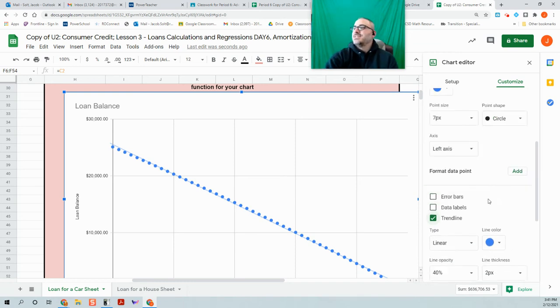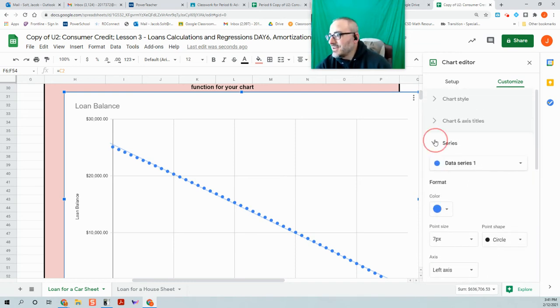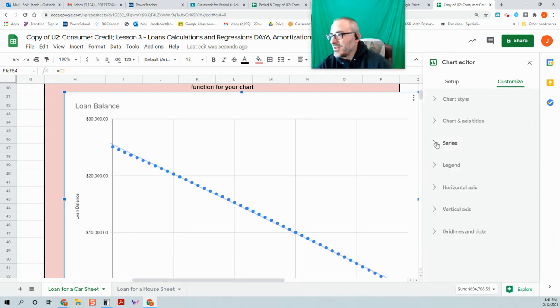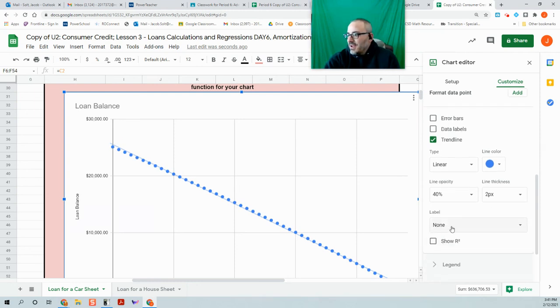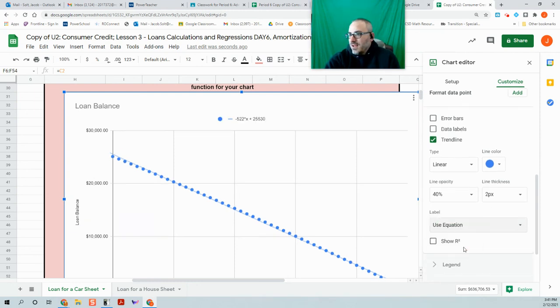There it is. So in this drop-down menu called series, there is a little button called trend line, right? If you select linear, it will do a linear function. All right, I want to label the linear function right there. So I'm going to say label, use equation. I want to show my r squared.